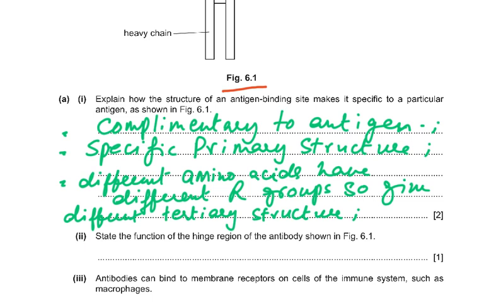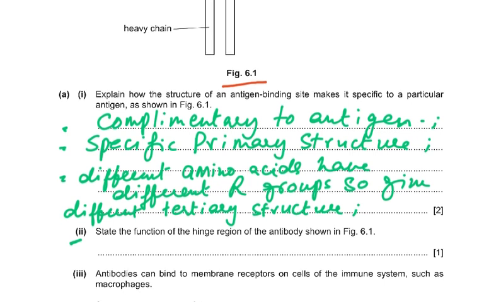Then it says part 2, state the function of the hinge region of the antibody shown in figure 6.1. Now basically what is the hinge for? On a door, what is the hinge for? So allows flexibility for binding to antigens, or you can say it allows the variable region to move. So that is the 1 mark.